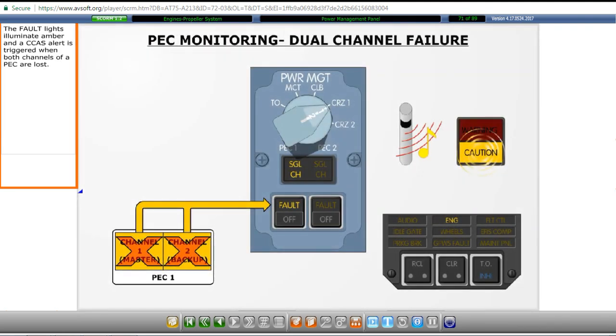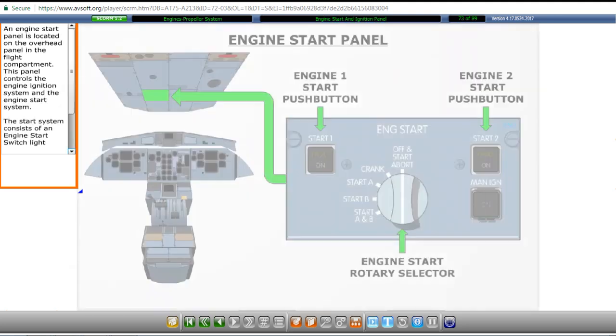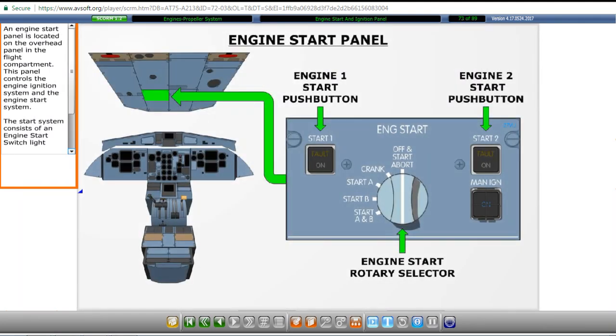The fault lights illuminate amber, and a CCAS alert is triggered when both channels of a PEC are lost. Releasing the push button out will deactivate the associated PEC, and NP will be blocked at 102% whenever power is sufficient. An engine start panel is located on the overhead panel in the flight compartment.